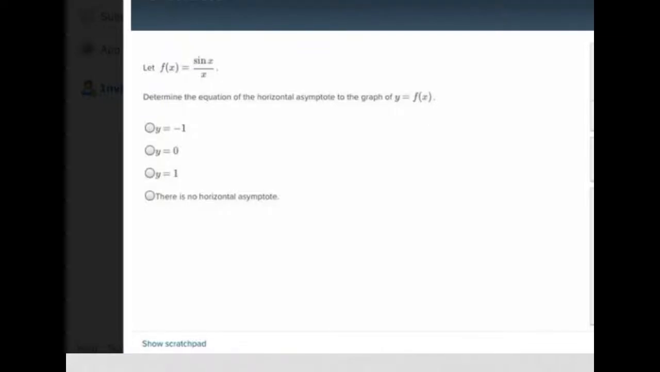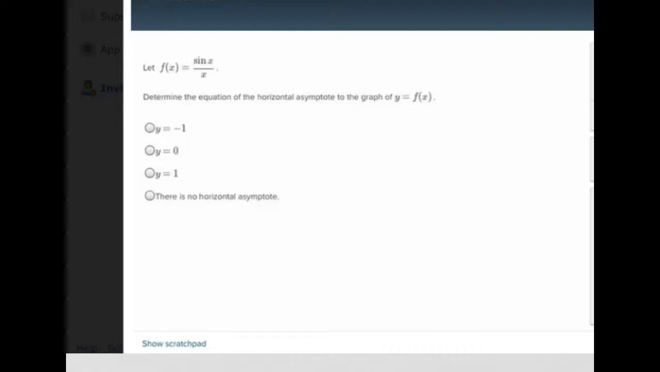All right. On this problem it says f of x is sine x over x. Determine the equation of the horizontal asymptote of the graph of y equals that. In pre-calculus we talked a little bit about what a horizontal asymptote is, but not that much. So here's how to get a horizontal asymptote.